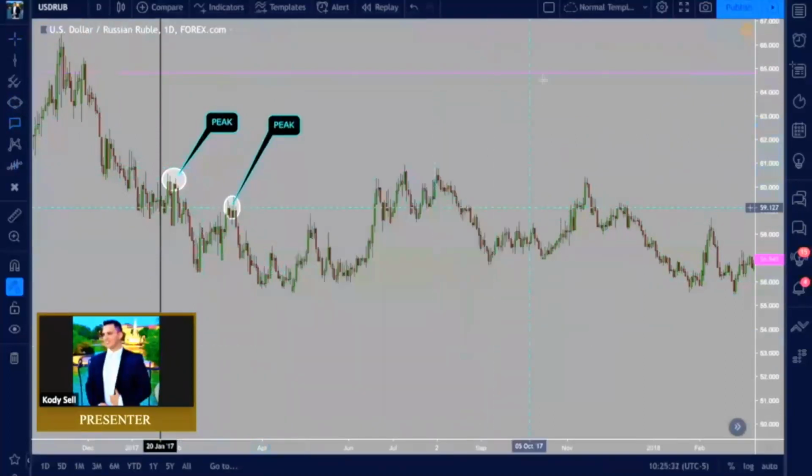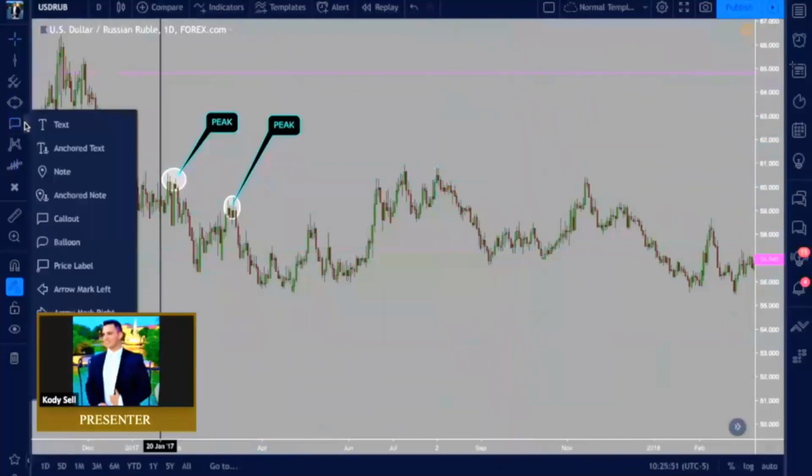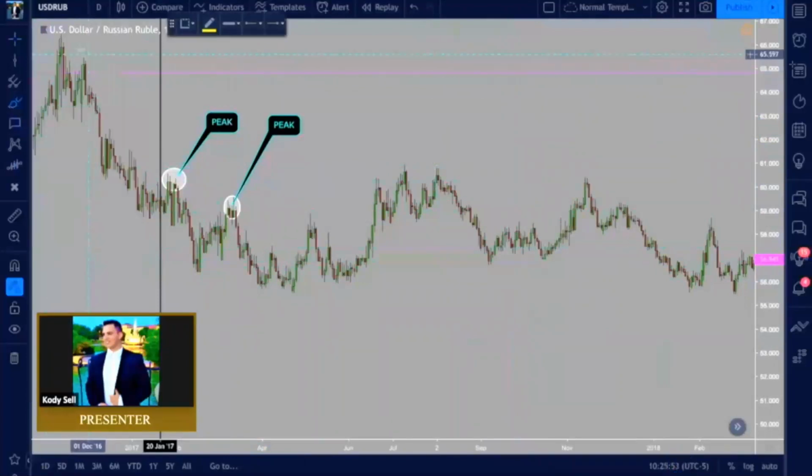And similar to support and resistance, how you need at least two identifiers to actually mark your horizontal level, when it comes to trend lines, you also need at least two identifiers to mark your trend line. So if you notice over here, we are in a bearish market. How do you know we're in a bearish market?